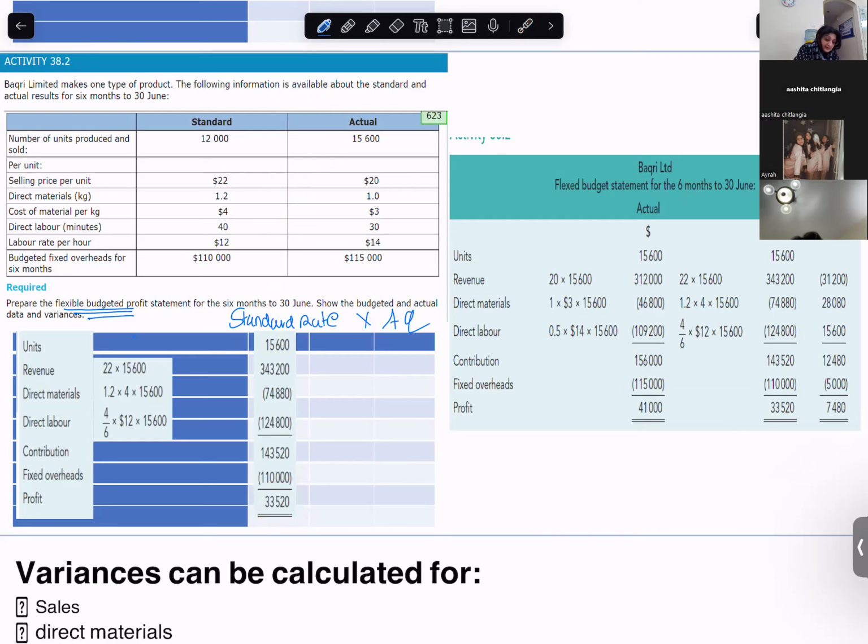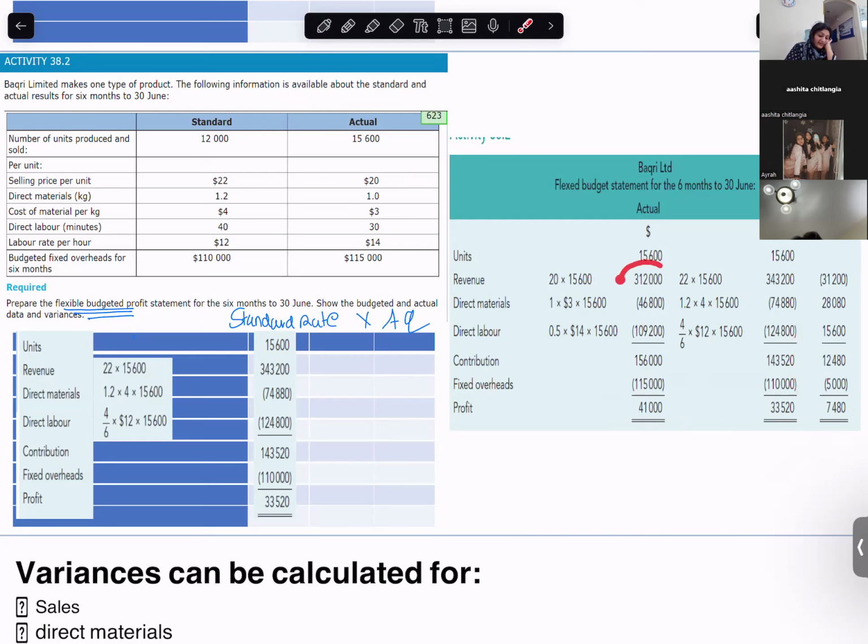Now this is your actual budget where you take the actual quantity and the actual rate. And then you find the variance. If you've expected more expenses and you've spent less, then it's a favorable variance. Adverse variance you will always put in a bracket. So this is your variance.